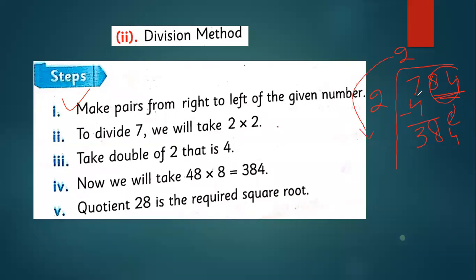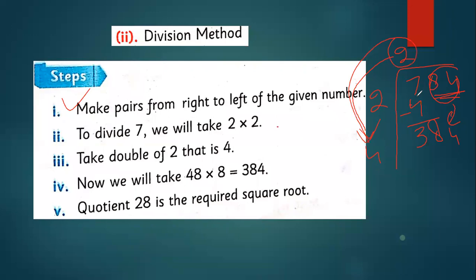Now take the double of it. Double of 2 is 4. Now start the table of what? That will be 4. So from its double, you are getting 4.